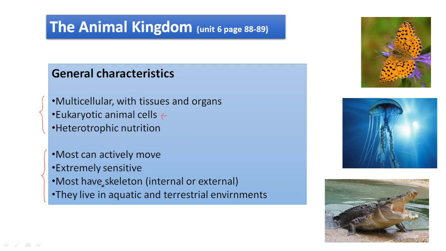Also, most animals have a skeleton, right? But you can think, well, there are some animals that are invertebrate and they don't have a skeleton. But we will see that some invertebrate animals have an external skeleton. So most animals have a skeleton. Also, they live in aquatic and terrestrial environments. So we can find a crocodile or a butterfly or a cat or a dog. They are terrestrial animals, but fishes are aquatic animals. Just to name some examples.